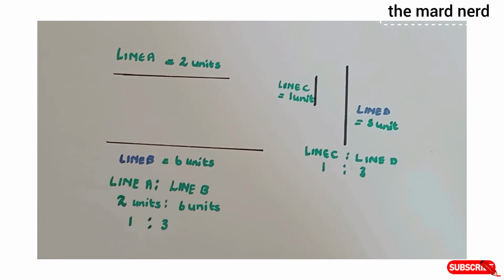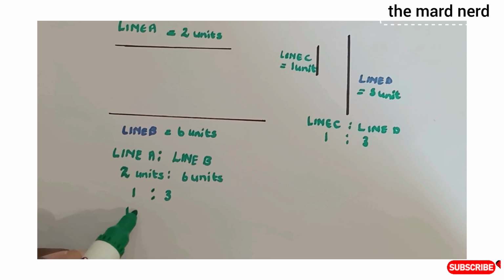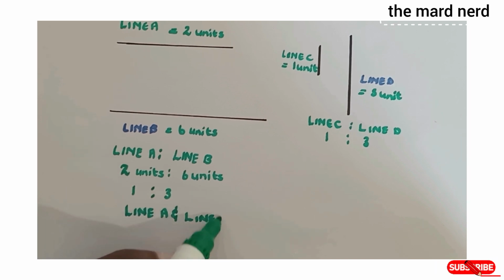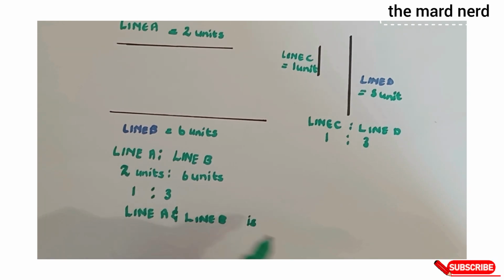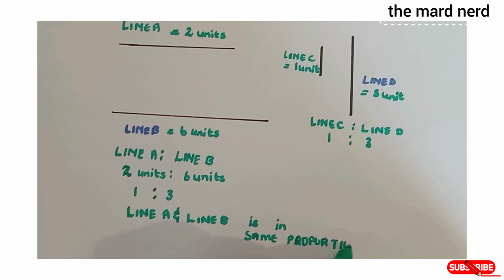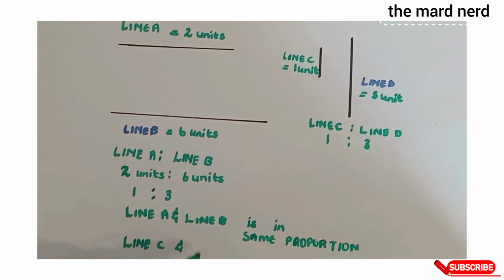So the ratio of line A to line B is equal to the ratio of line C to line D. And now we can say here that line A is to line B in the same proportion as line C is to line D. So line A and line B are in the same proportion with line C and line D. I hope you all see that.